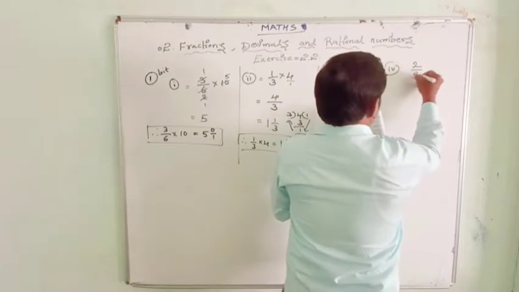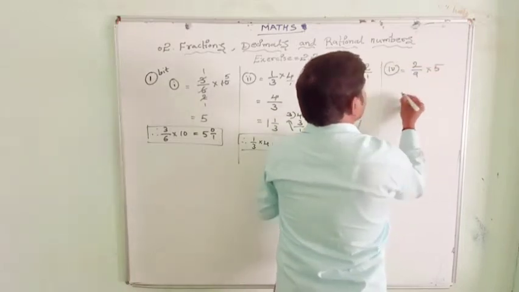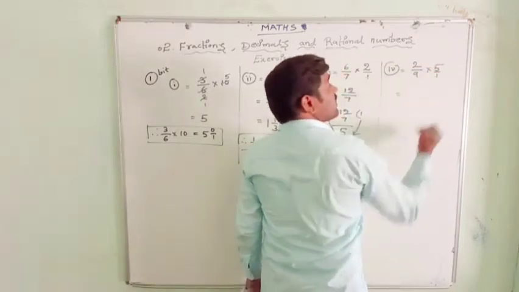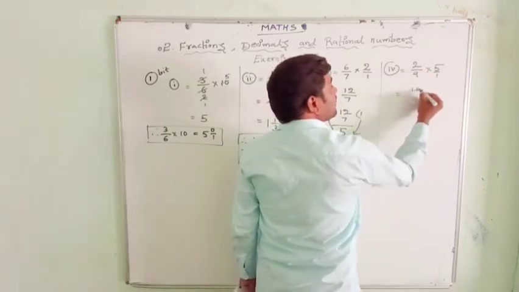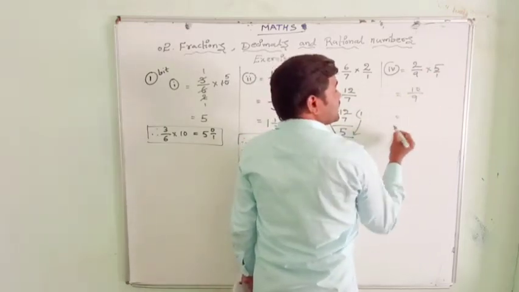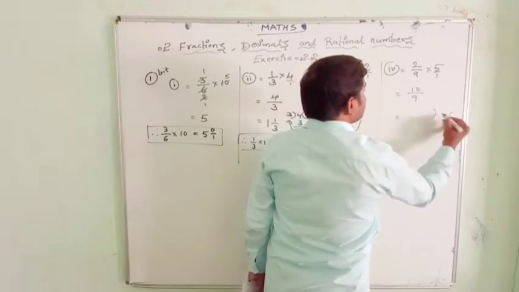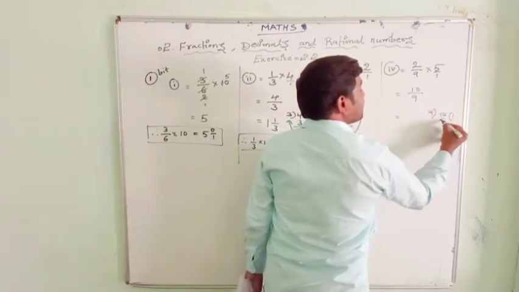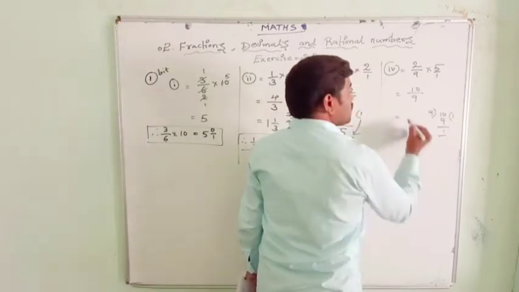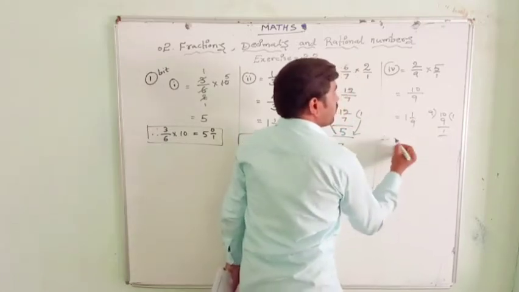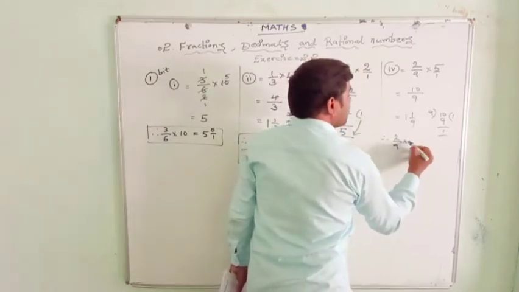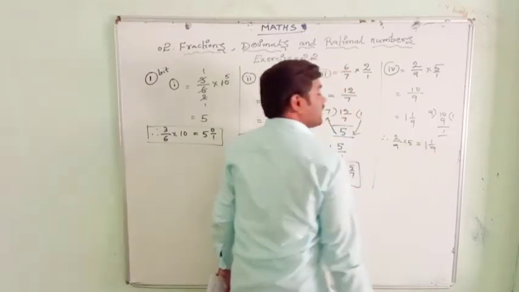Now next, there is one more question, that is the fourth question: 2 by 9 into 5. 5 will be read as 5 by 1. So 2 fives are 10, 10 by 9. Easily now do it here. Let us divide this 10 by 9. 9 ones are 9, here 1 carry. So 1 whole 1 by 9. Therefore 2 by 9 into 5 will give us 1 whole 1 by 9.